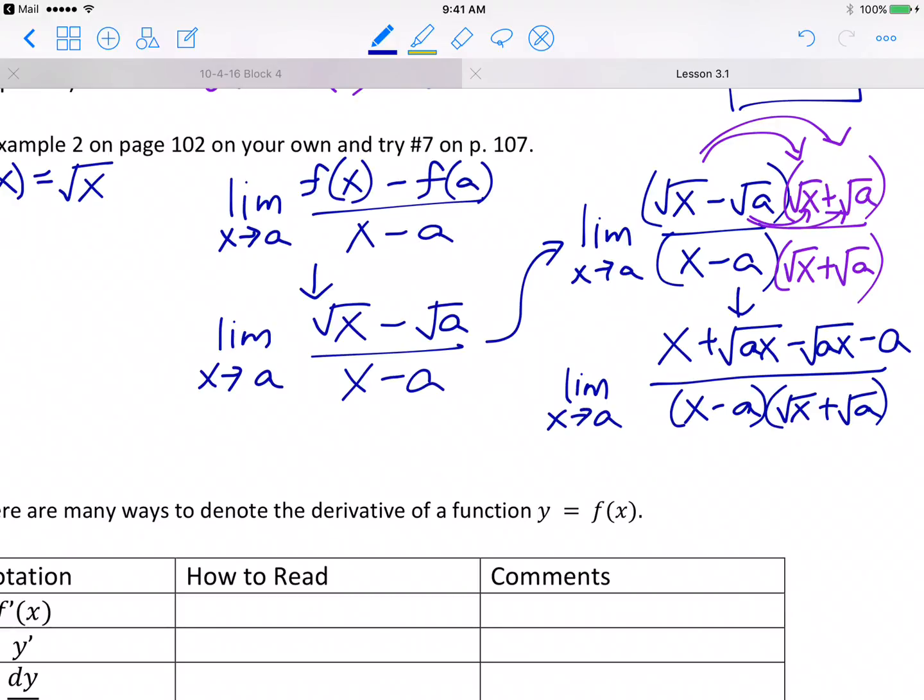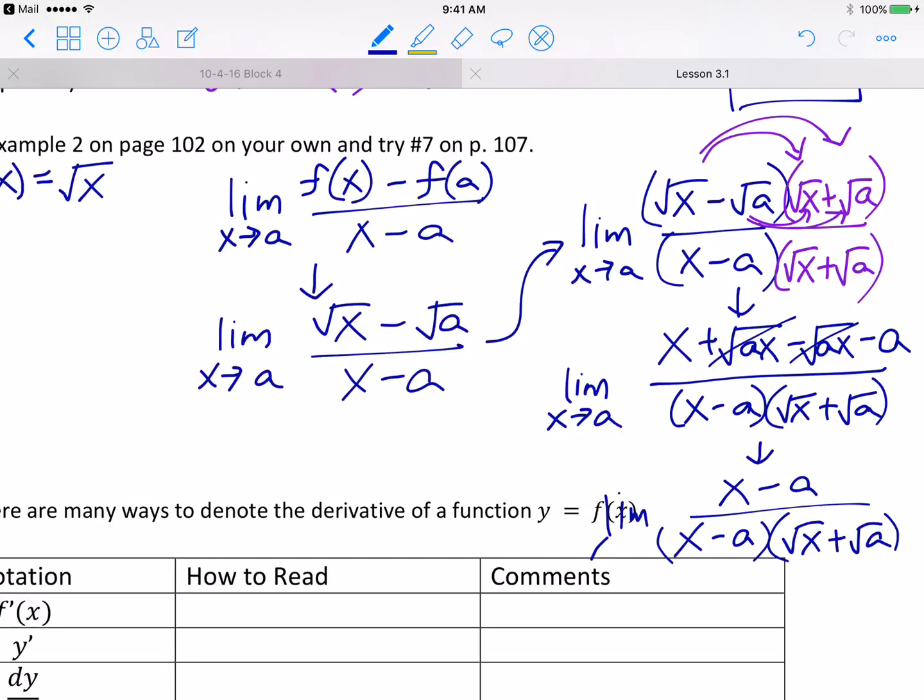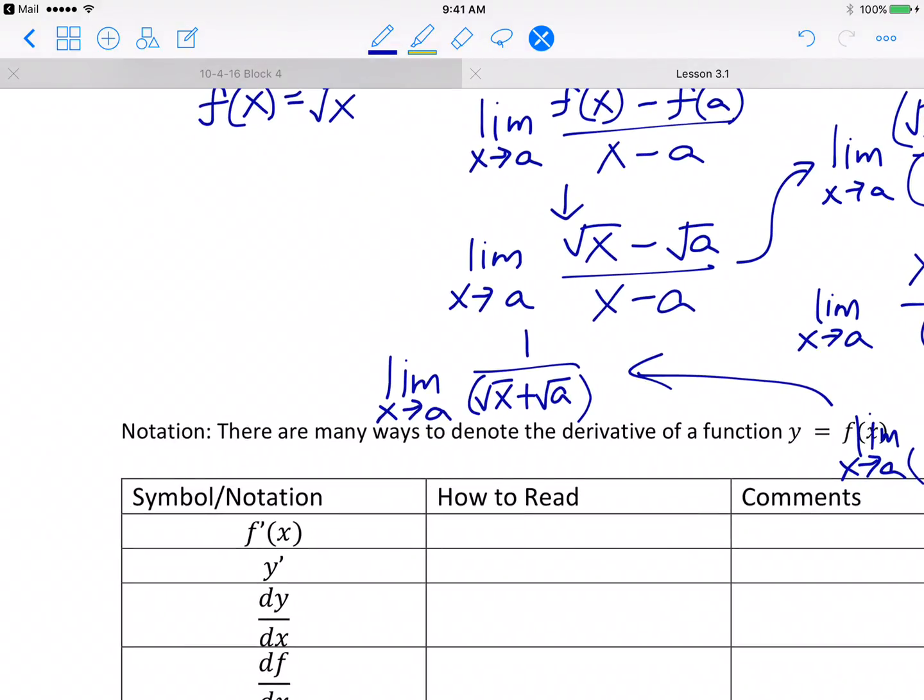So you get to this point, and then let's see what happens. Then you could cancel out the radical ax on the top with the negative radical ax. As expected, we have something to cancel after that step. It's becoming nicer. So the x minus a's will cancel out, and before your final step, the expression that's left is 1 over the square root of x plus the square root of a. And at this time, you could substitute a in place of x.